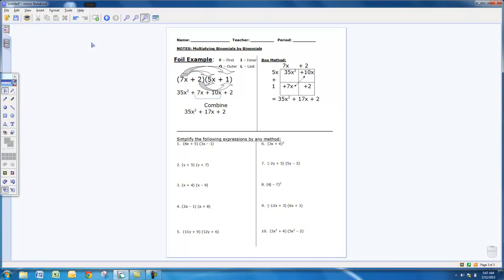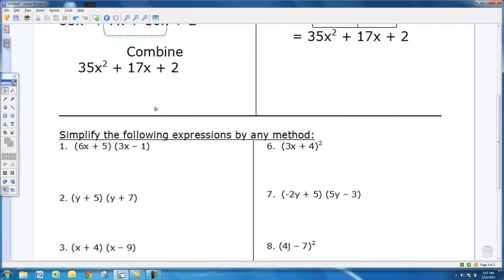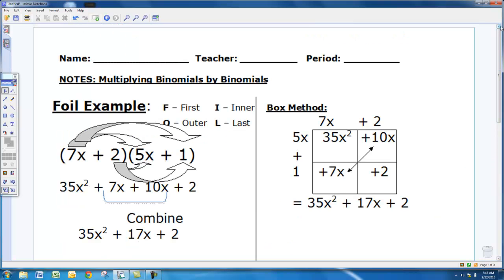Okay, let's get into today's lesson. Today we're going to be talking about multiplying binomials. First, let's talk about what a binomial is. A binomial is a polynomial that has two terms. Bi means two. So if we look at this problem down here, we have two binomials that we're multiplying together. One, two terms in the first one, and one, two terms in the second one.